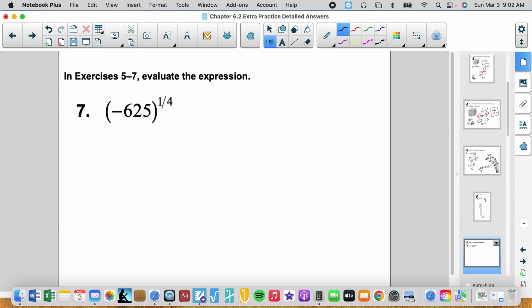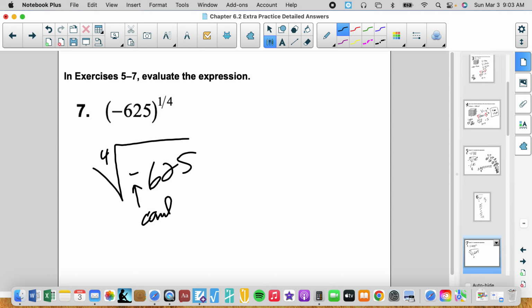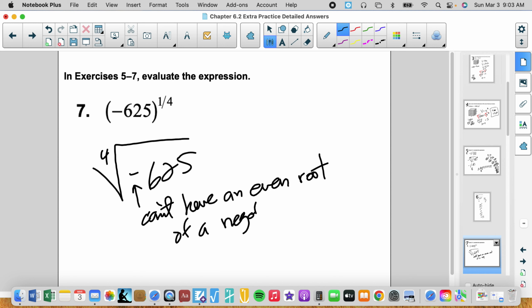Hopefully you saw that. So we have the fourth root of negative 625. What you should automatically know, before moving any further, is you can't have an even root of a negative number. If it was an odd root, we can do that because odd roots can produce negatives. Evens will cancel their negatives.